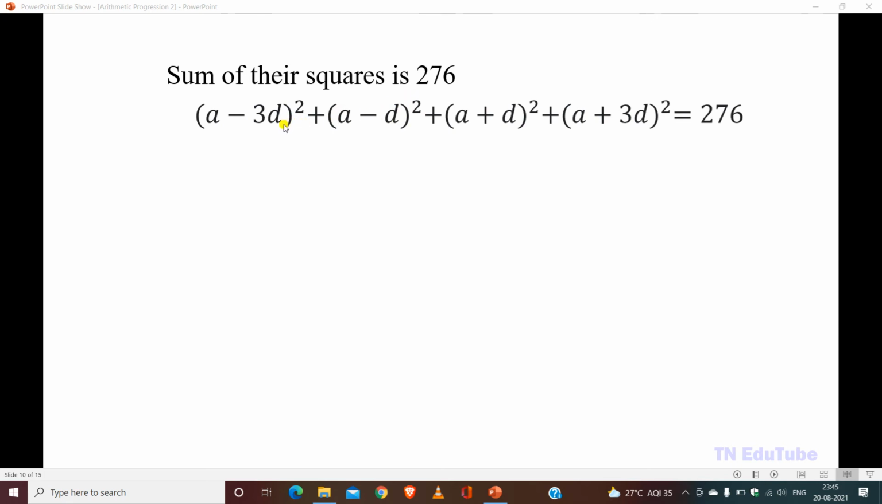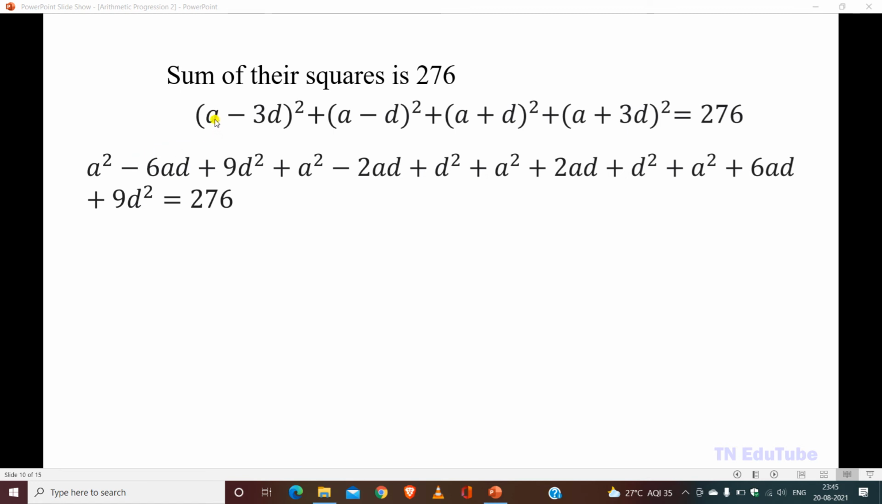What is (a minus b) the whole square? a square minus 2ab plus b square. Same way you have to expand it. (a plus b) the whole square means a square plus 2ab plus b square. So what do you get?